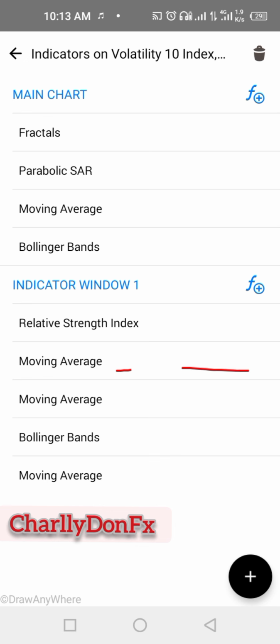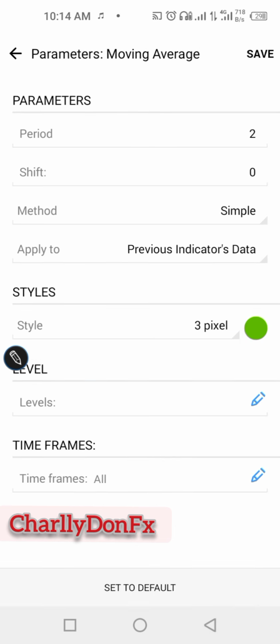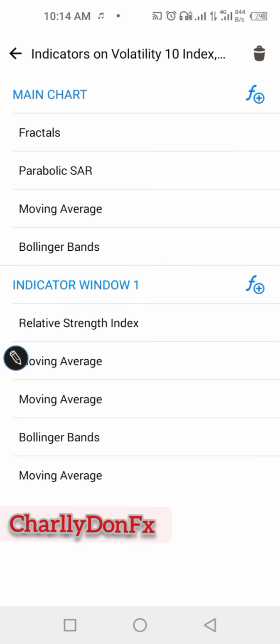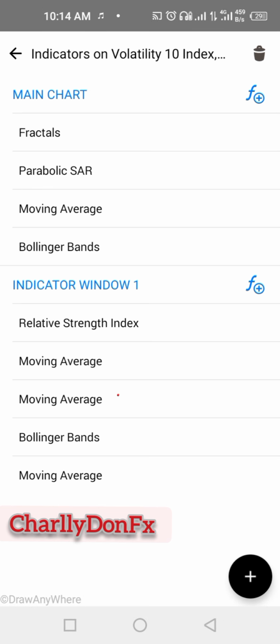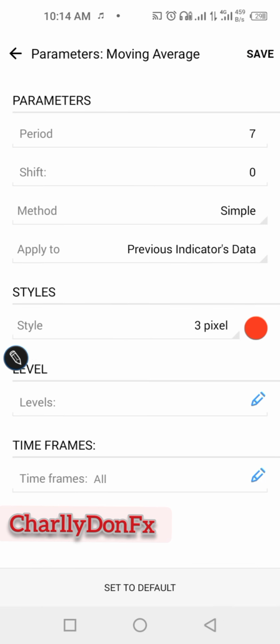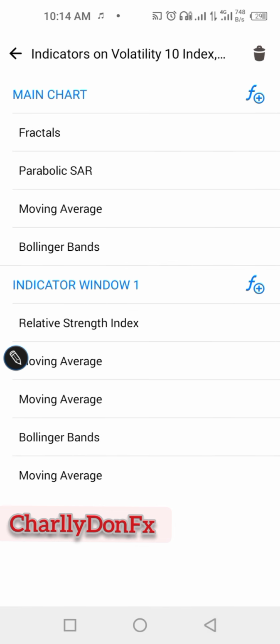And the next one is a moving average. The parameters are period 2, shift 0, method simple, apply to previous indicator's data. Style 3 pixel. You choose the color of your choice. And the next one is our moving average too. The parameters are period 7, shift 0, method simple, apply to previous indicator's data. You choose the color of your choice.